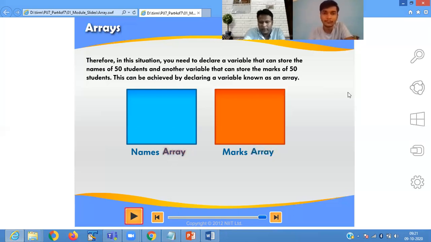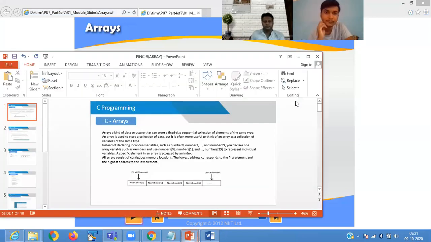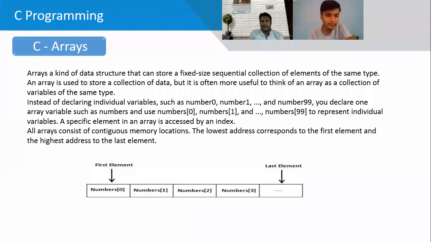Now I am coming to this part. An array is a kind of data structure that can store a fixed size sequential collection of elements of the same type. So where there is a requirement to store more than one value of the same data type, there is no need to declare separate memory allocations. In a single memory allocation, you store all the values.